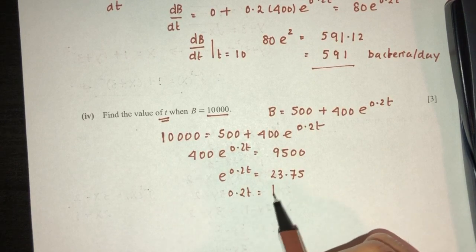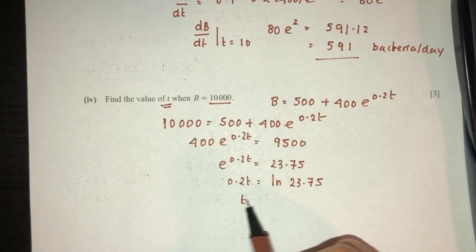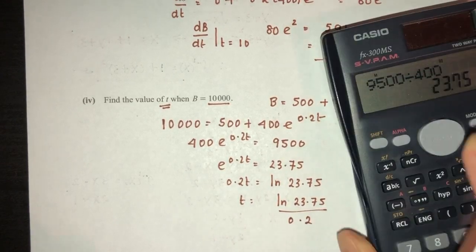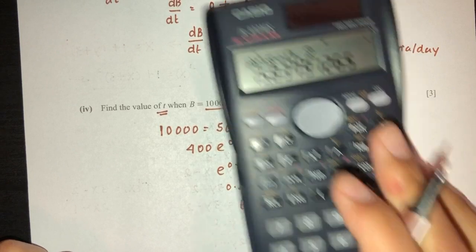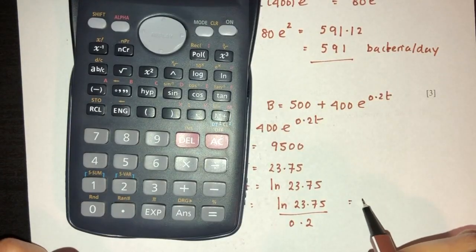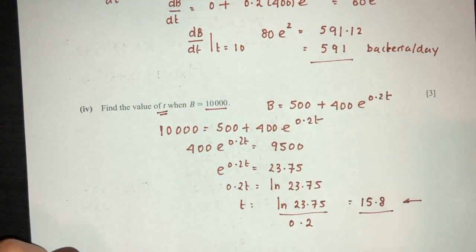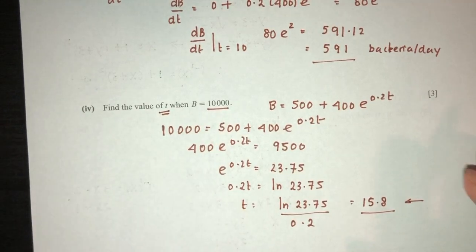That will become 0.2t equal to ln 23.75. So t is equal to ln 23.75 divided by 0.2. So ln of the answer divided by 0.2, that should be 15.8 correct to 3SF. That will be your value of t for which B is equal to 10,000. Now that is your question number 5.